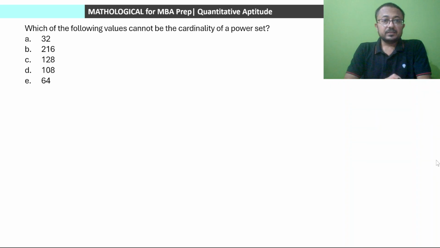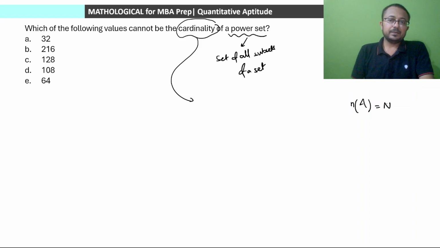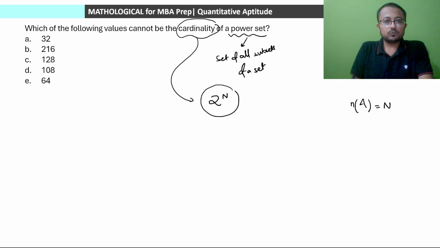Okay, so next question. Which of the following values cannot be the cardinality of a power set? So power set is basically the set of all subsets of a set. So number of elements, cardinality यानी number of elements in that set कितना होगा? Cardinality of a power set. Because if let us say there is a set A and the number of elements in set A is equal to n, in such a case for a power set number of elements कितने होंगे? That will be 2 to the power n. So cardinality of a power set is 2 to the power n.